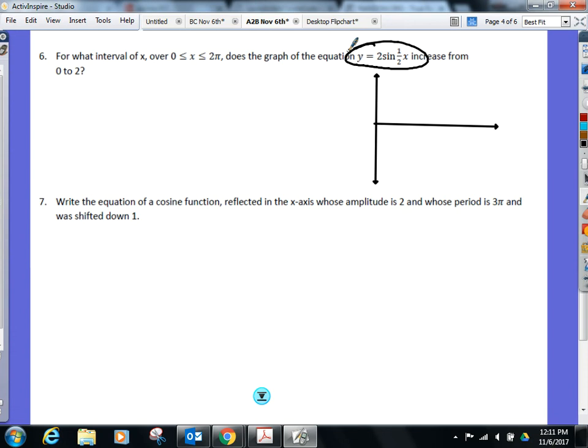So go ahead, find the period. Cut it into 4s for me. Set up a nice x-axis. See if you can sketch in this sine curve for me. I just want to see what this looks like.